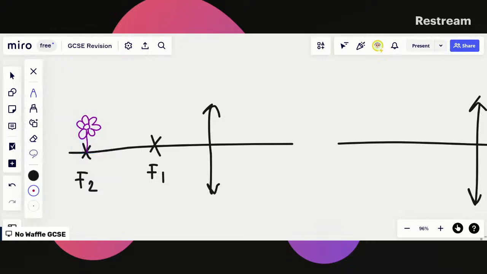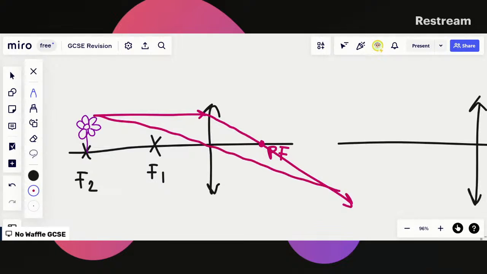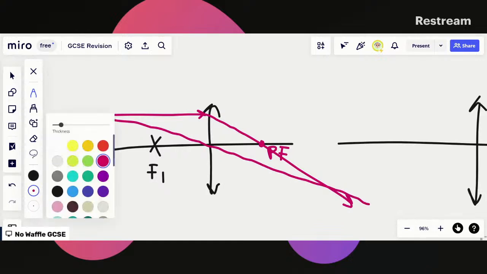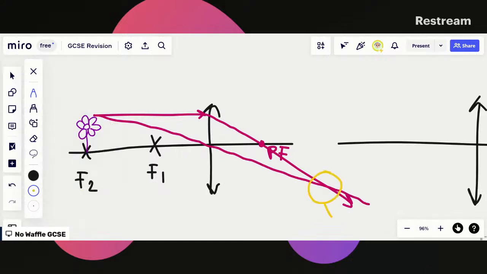So you've got the top of the flower, and firstly you want to do the parallel line to the axis, and then you want to make that go through the principal focus point. So imagine that's going through there. And then you've got your second line going from the top of the object through the centre, and just keep that going. And then you've got the point where they intersect, and that is where you've got the top of the image. So that's just exactly what we've drawn. And that's what happens when an object is two focal lengths away from a convex lens.